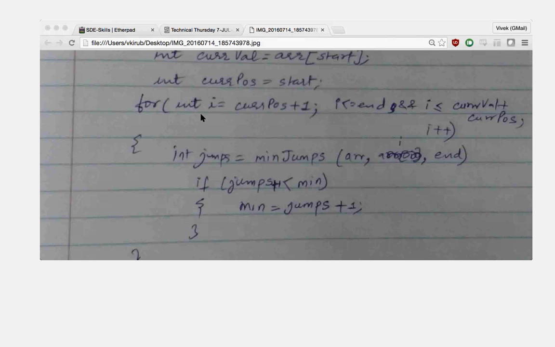So I would compute jumps for each of those positions. I'll pass the array, and I'll pass the start position as i. So i would vary from the current position plus 1 to the position where we want to jump. It will compute the jumps, and since I had already set minimum, minimum will be computed again here. If jumps is less than minimum, then we set minimum again. So for all those iterations, minimum will be set, and at the end we just return minimum. That will give us the minimum number of jumps.